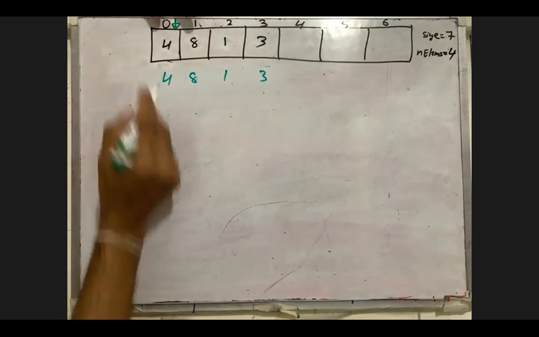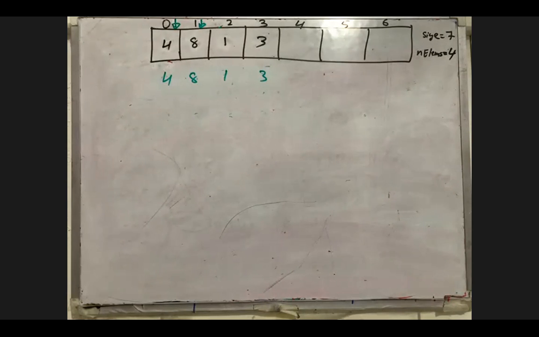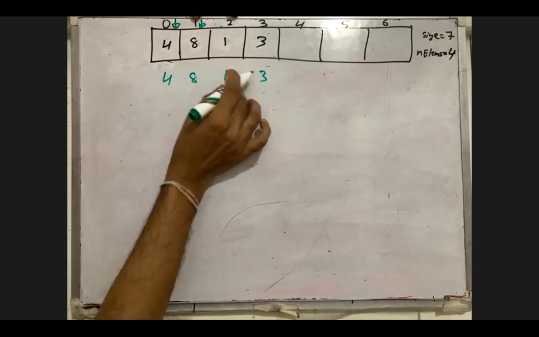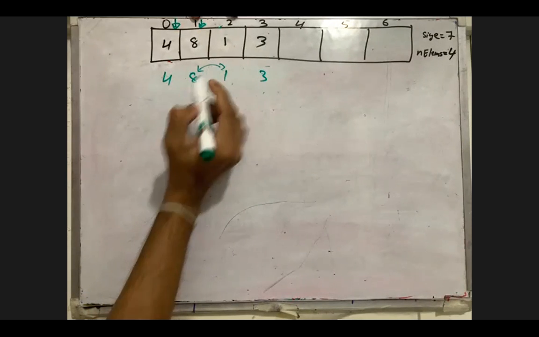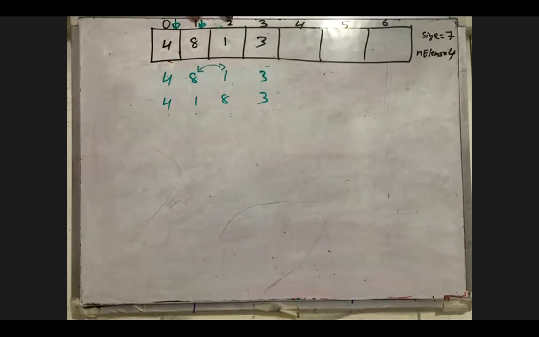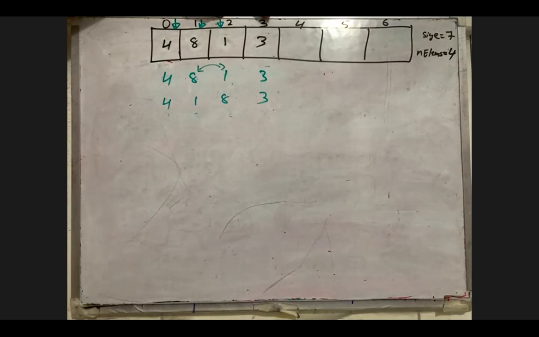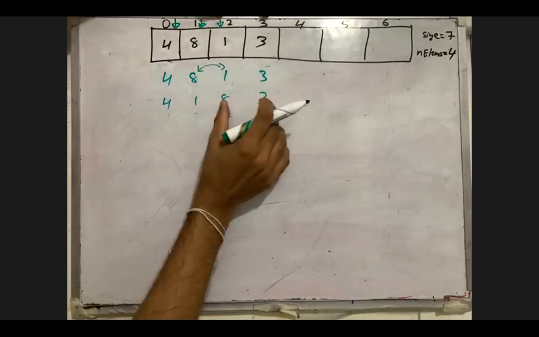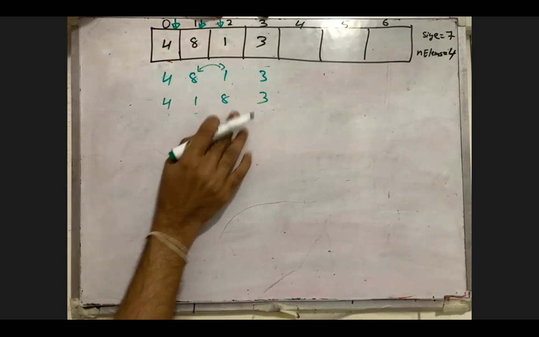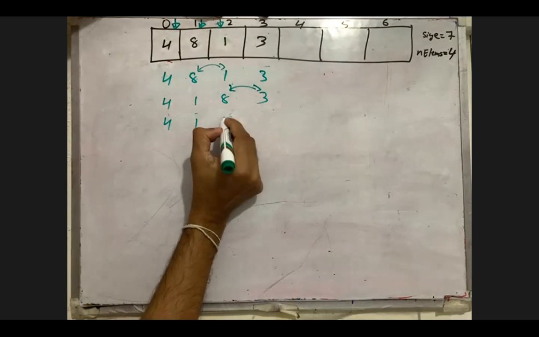1, 3. Then go to this location. Now this one and this one. 8 and 1. 1 is smallest. Therefore, you need to swap. Then 4, 1, 8, 3. Then come to this location. When you come to this location, 8 and 3. 3 is smallest. Therefore, the smallest value should go to here and the largest value should go to here. Swap these two. 4, 1, 3, 8.